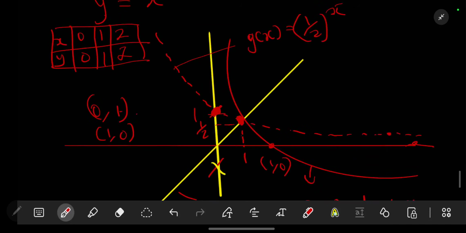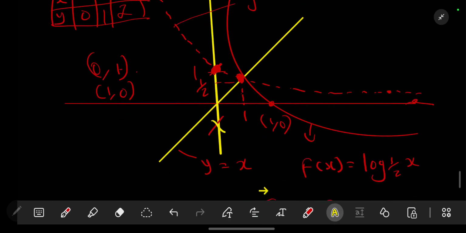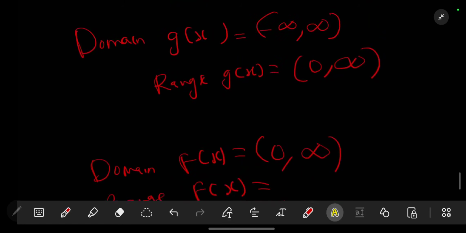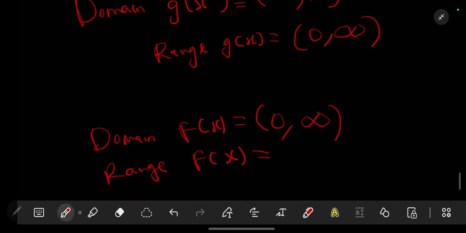Then the range of f of x will be equal to, as you can see, it's going up like that, and even down here it is still going down. The end is not known. So the range for this one is negative infinity to positive infinity, like that. Let's move on to our next question.